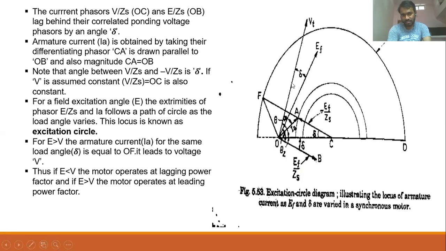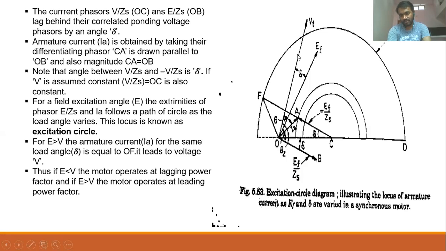Now in the diagram, V by Z is assumed horizontal, and the V phasor is drawn accordingly. As this is the IA phasor, the angle between IA and V is the phase angle phi. With the known value of phi, I'll find the VT phasor. From the IA phasor, with an angle of phi, I can find the VT phasor.